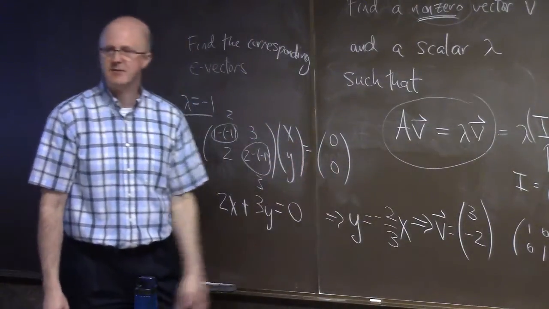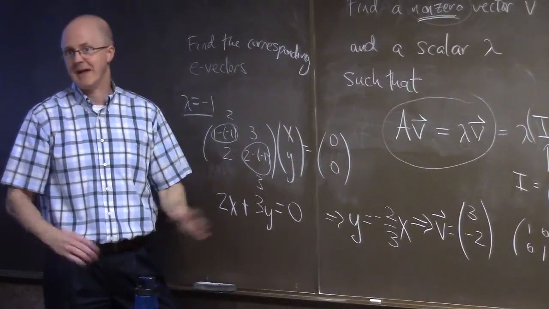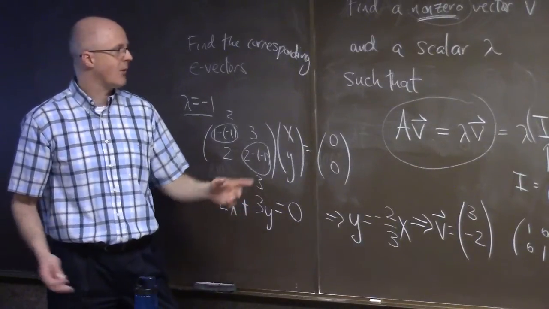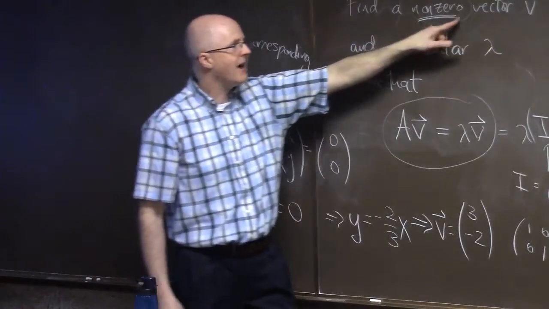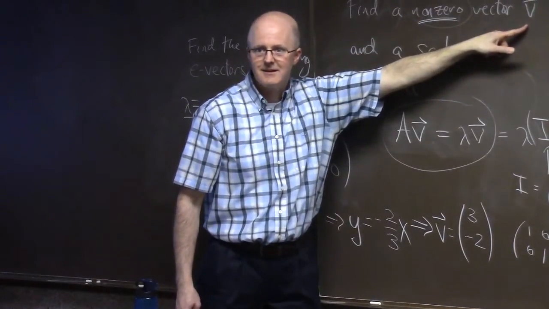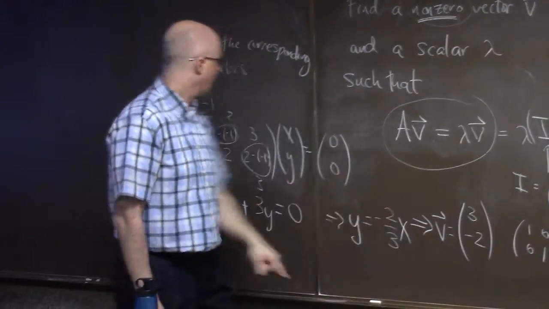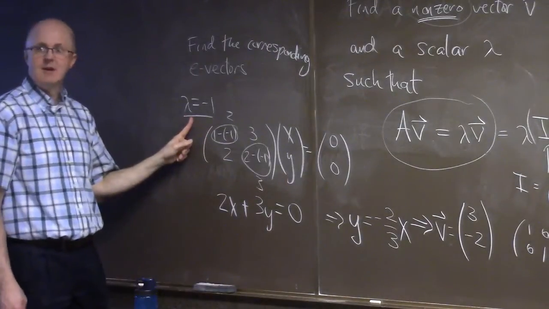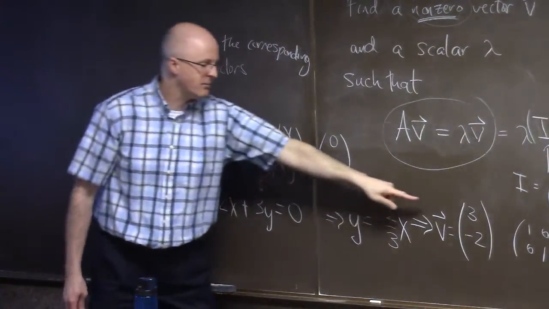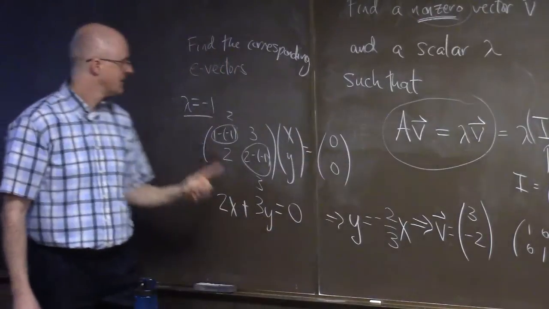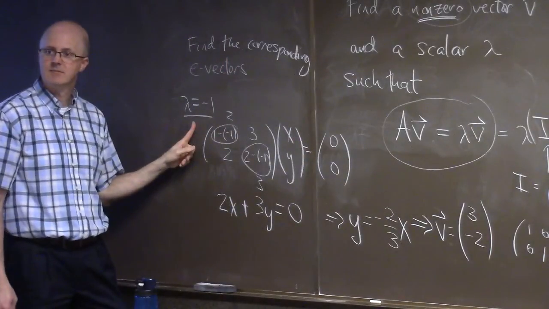I can pick anything for x as long as I don't pick 0. I don't want to pick x equals 0 because I want non-zero solutions. So that's an eigenvector corresponding to this eigenvalue. It's not unique. Any non-zero multiple of this will also be an eigenvector corresponding to that eigenvalue.